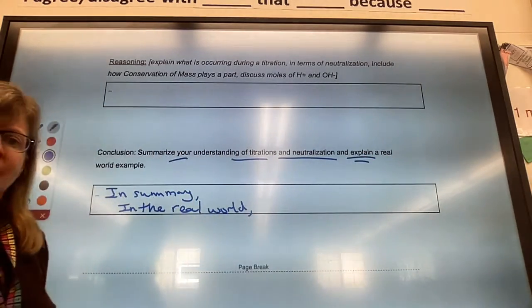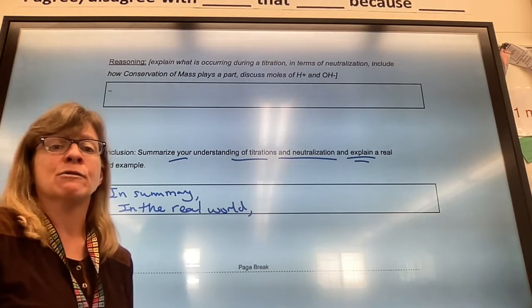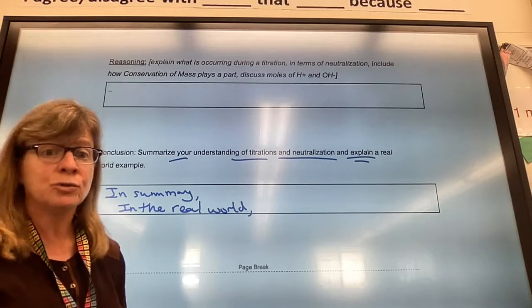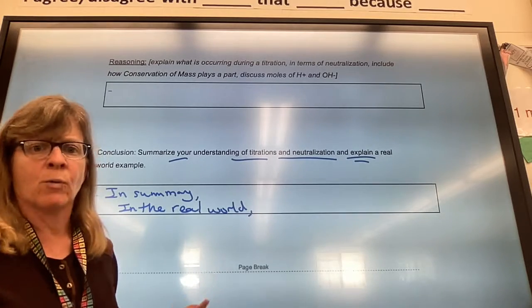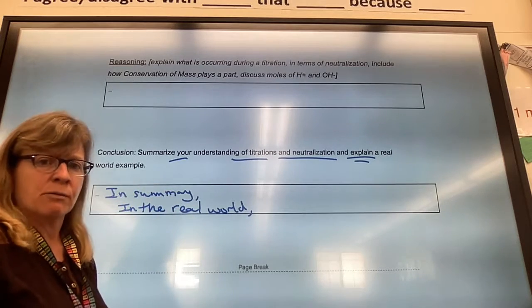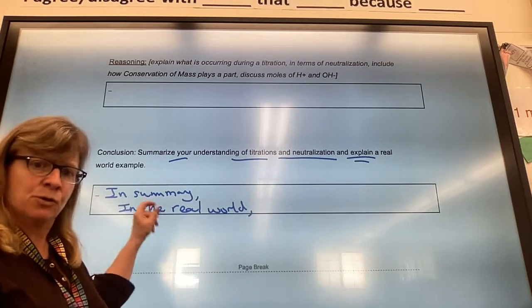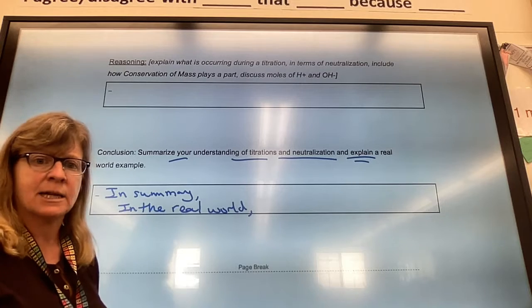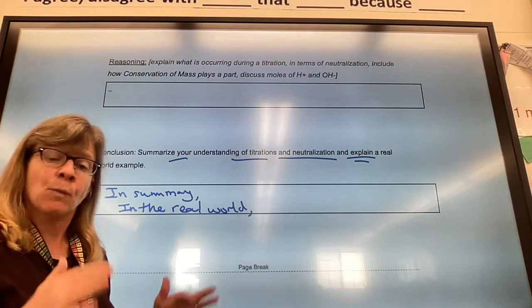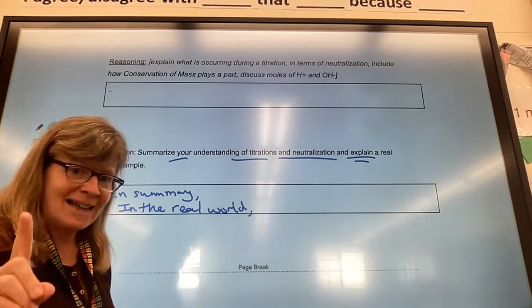Explain it. Now, don't just mention it. Explain it. So you might have to use the textbook. You might have to do a little internet research. Where are titrations and neutralizations used in the real world? Okay. So this is going to take you a little bit of time. Make sure you probably about 15, 20 minutes because you got to do a little research as well as summarize. So use the internet or use the textbook.